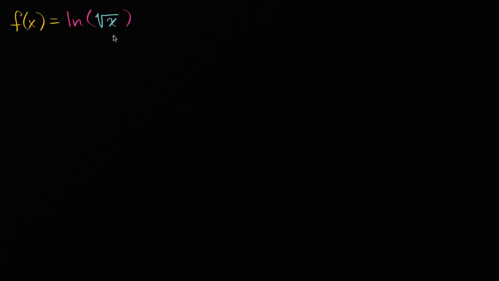What's going on here? Well, if you input an x into our function f, what's the first thing that you do? Well, you take the square root of it. So if we start off with some x, the first thing that you do is you take the square root of the input to produce the square root of x. And then you take the natural log of that.